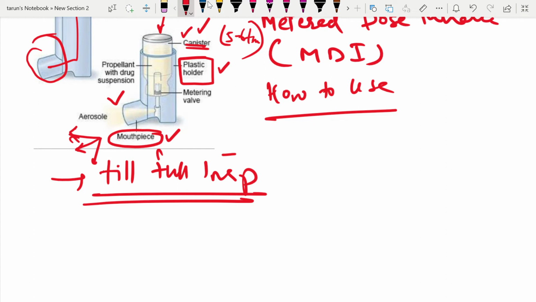Then after you have breathed in, you will remove the inhaler from the mouth.